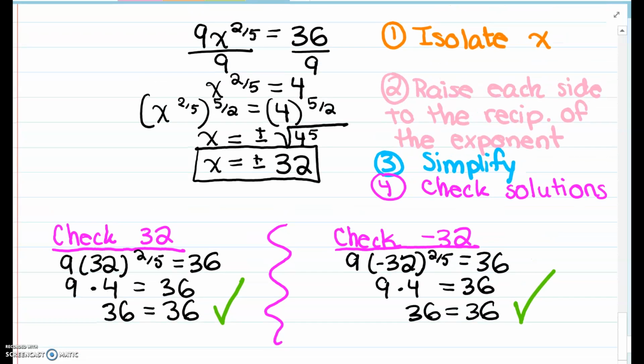Now, this is all for section 6.6, solving radical equations.